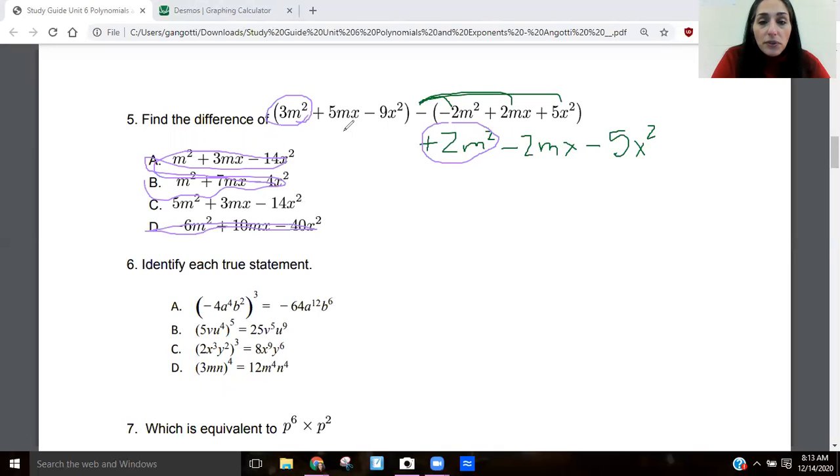Let's just make sure we do it right. You have 5mx minus 2mx, which is 3mx. And then negative 9x squared and negative 5x squared is negative 14x squared. So C is the correct answer for number 5.